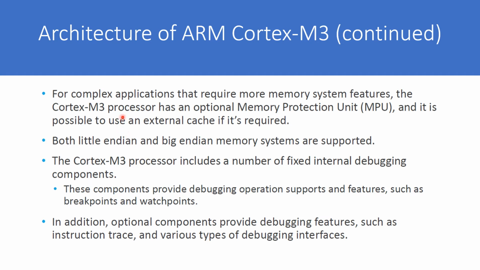Then for complex applications that require more memory system features, the Cortex M3 processor has an optional memory protection unit, which we shall explore in detail later. It also supports both little endian and big endian memory systems. Again, we shall see these things in module 3, or at the end of this module I will be adding additional lectures where these things will be covered.